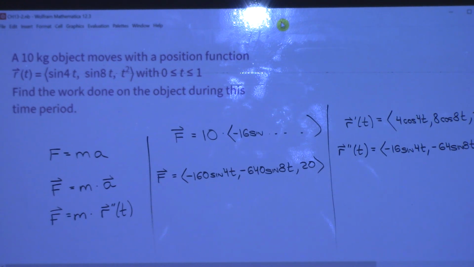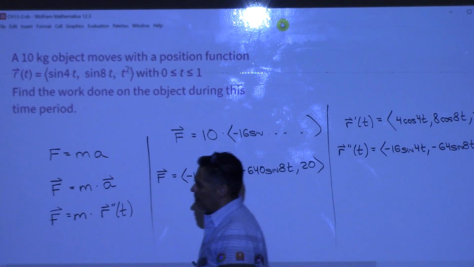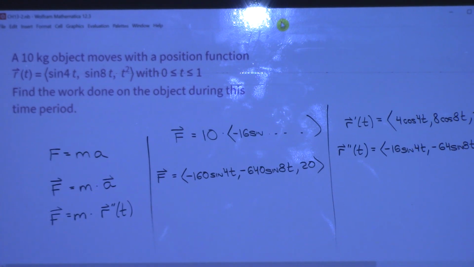Our field is already a function of t, right? So when I do this, this field right here, this F, I don't need to evaluate it along the curve. I've already done that. This is already a function of t. So we're ready to do work now.